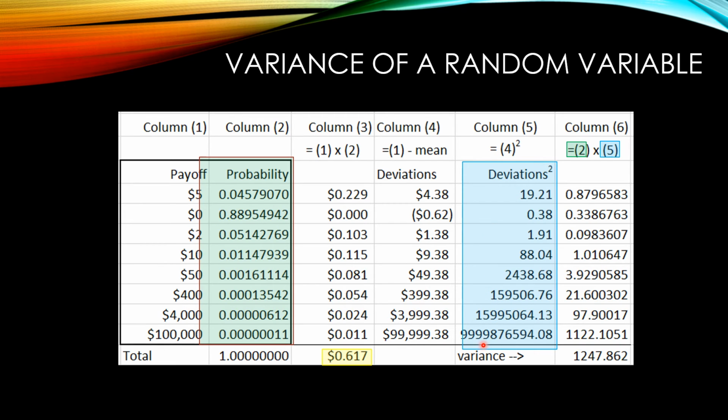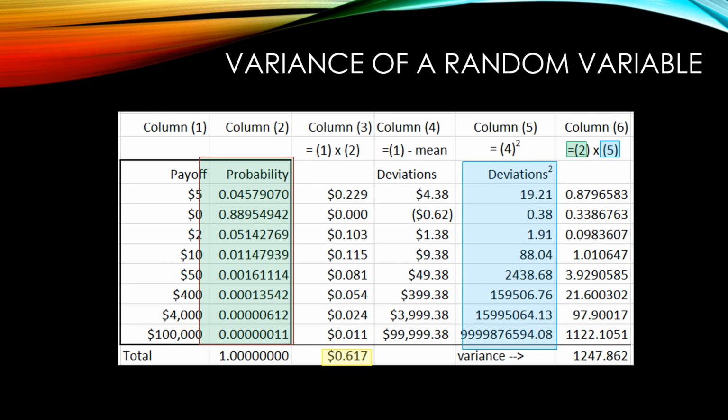But now we have one more step, because back in chapter 3 we simply added the numbers in that column. Not now, because they're not all equally likely. The one more step is the one that we just used for the mean. Every one of these numbers gets multiplied by the corresponding probability before you add them up. 19.21 gets multiplied by 0.04, 0.38 gets multiplied by 0.88, and so on all the way down the column. When you get all those values, add them up, and the resulting number here, 1,247 and some change, is the variance for this variable.